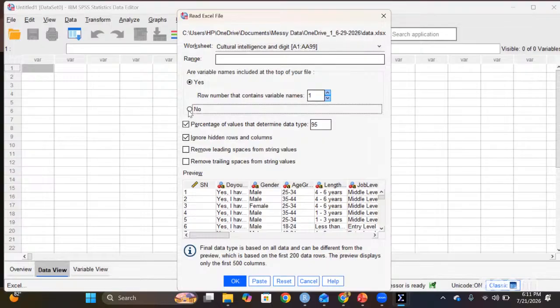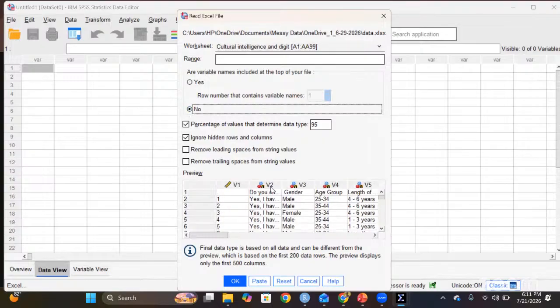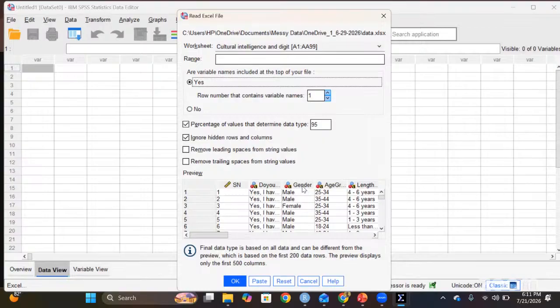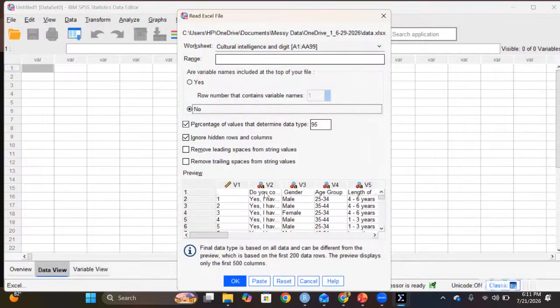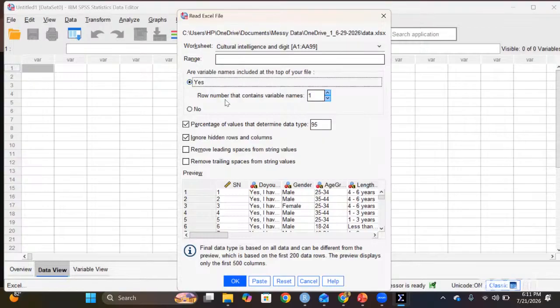If you click on no, the variable names will be added to the data set. You can see this in that first cell. But if I click on yes, you see that those headers, like gender, will become the variables. If I click on no, they will come down and become part of my data set. So that's the essence of clicking yes here. Then the next thing is you can click on remove leading spaces and remove trailing spaces, so as to keep your data clean. After that, you click on OK.